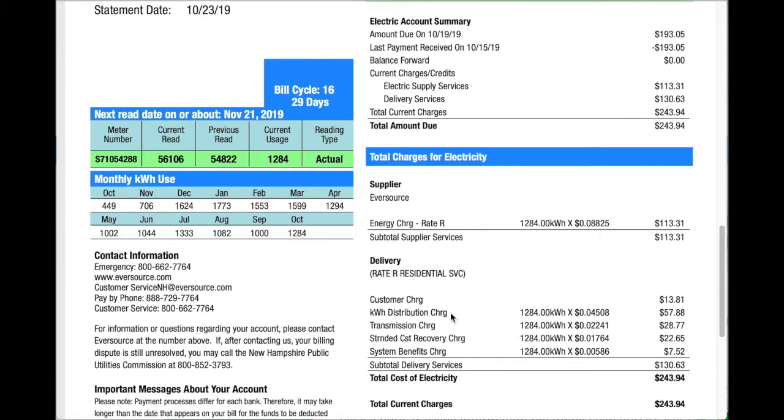For delivery, there's a bunch of stuff in here. There's a flat customer charge of $13.81, distribution charge of about 4.5 cents, transmission charges, something called a stranded cost recovery charge, and system benefits charge. Now, why am I taking you through all this?